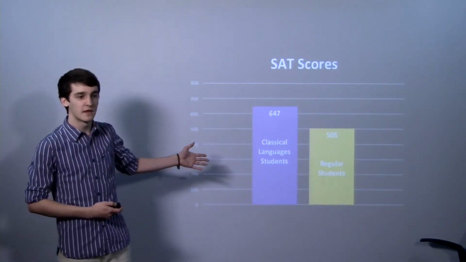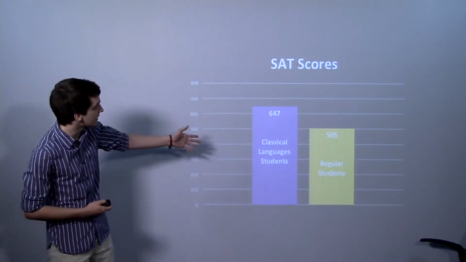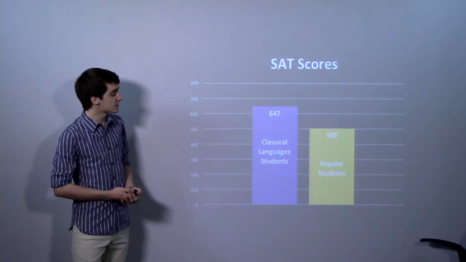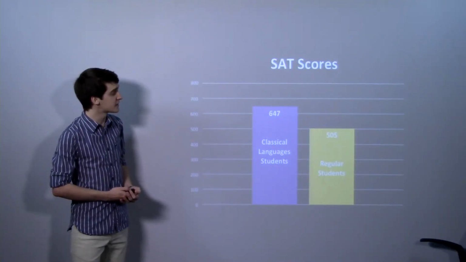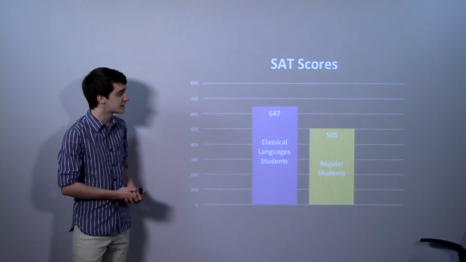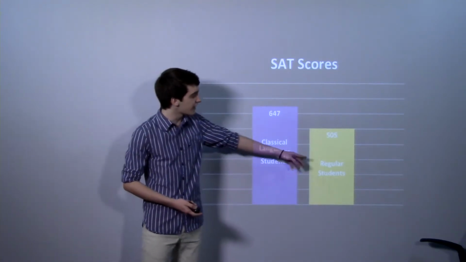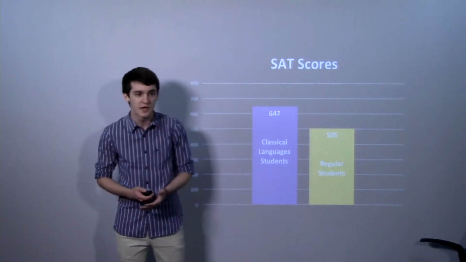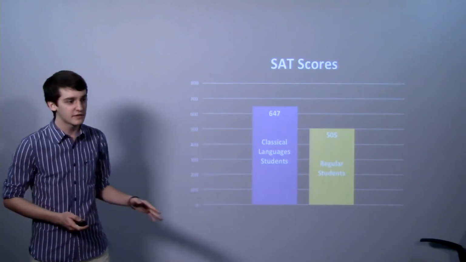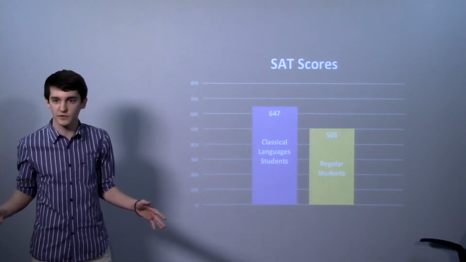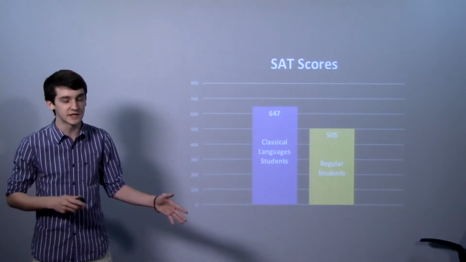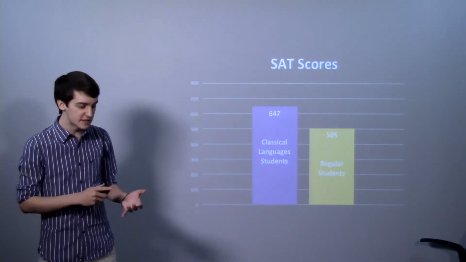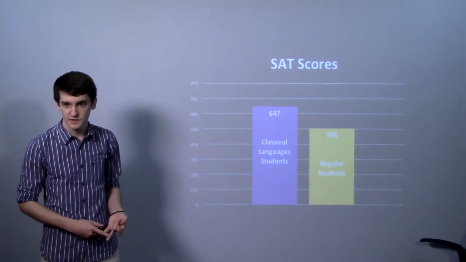SAT scores, the National Committee on Latin and Greek did a study in 1997. Average SAT scores for Latin students averaged at 647 versus students who only had one language at 505. That's almost 1.5 standard deviations. This is a major increase in SAT scores. And this isn't just for Latin, but compare it to other languages. Latin students did significantly better than German and Russian students. Latin students did significantly better than Spanish students, even French students.